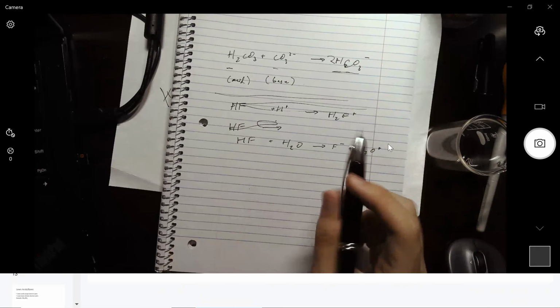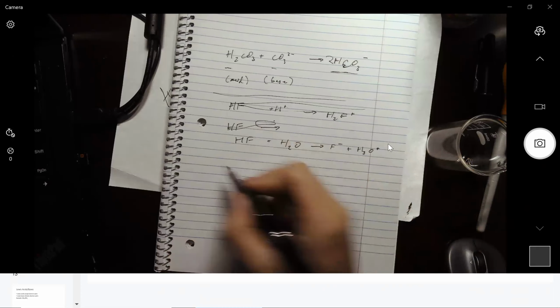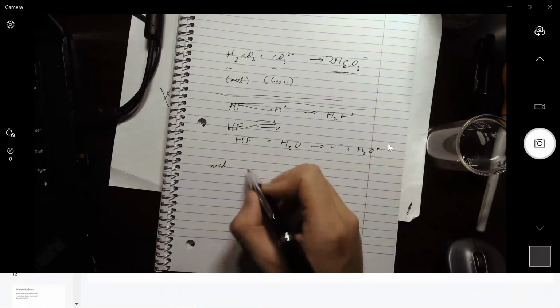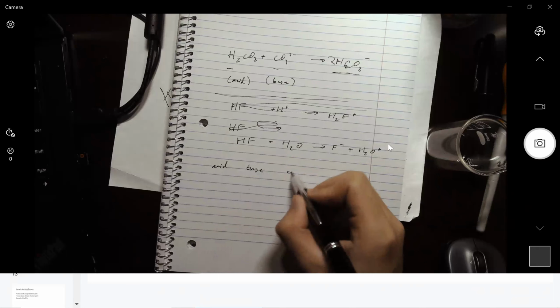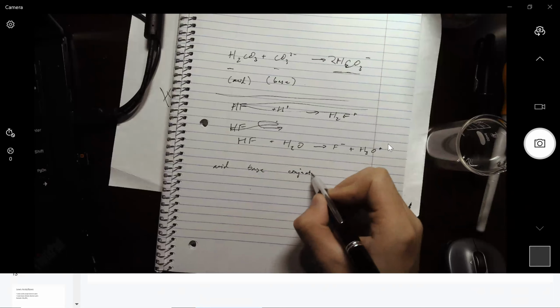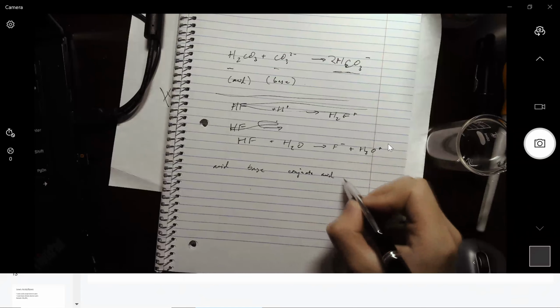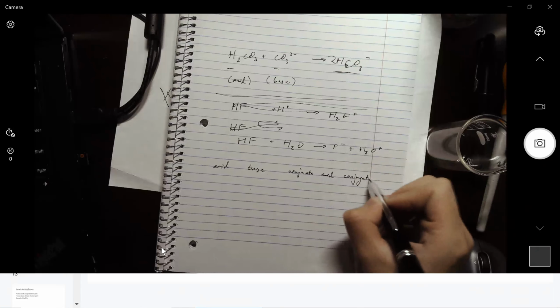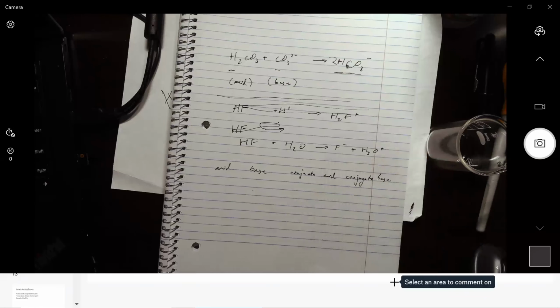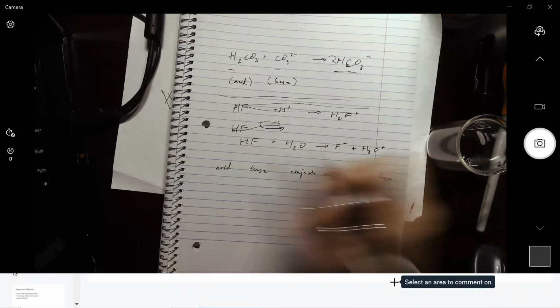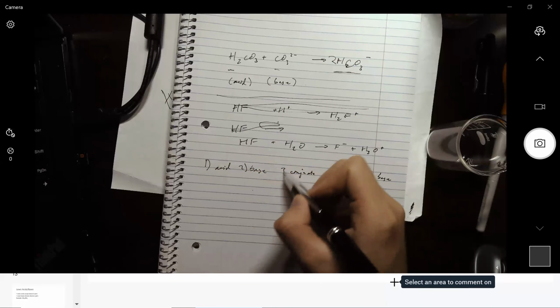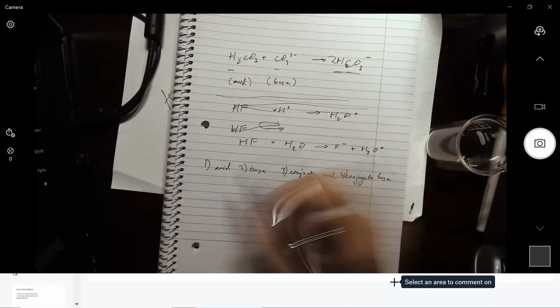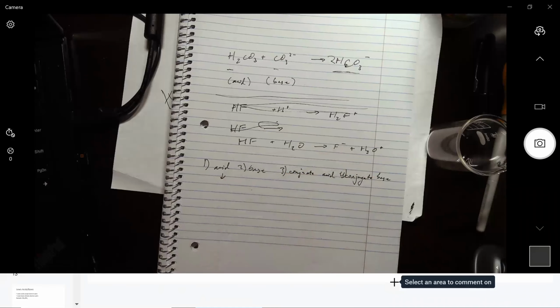So can someone label these with acid, base, conjugate acid, and conjugate base? Right. Can someone label these things? So let's start off with the acid. What's the acid in this case?